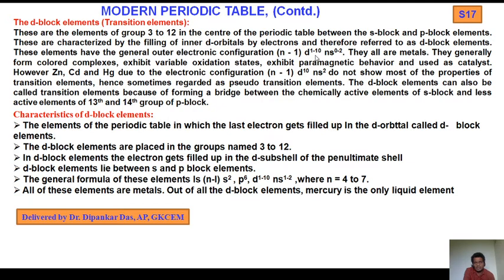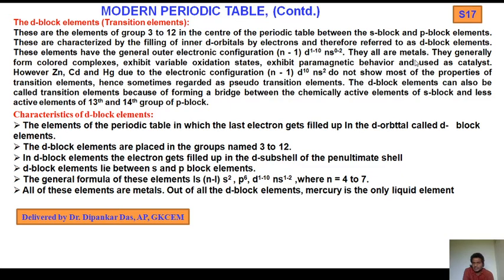How many electrons? 10 electrons, because the d orbital has 5 suborbitals: dxy, dyz, dxz, dx square minus y square, and dz square. So all 5 suborbitals are degenerate orbitals. That's why the d orbital contains a maximum of 10 electrons, and that's why the general configuration is (n-1)d 1 to 10, ns 0 to 2.